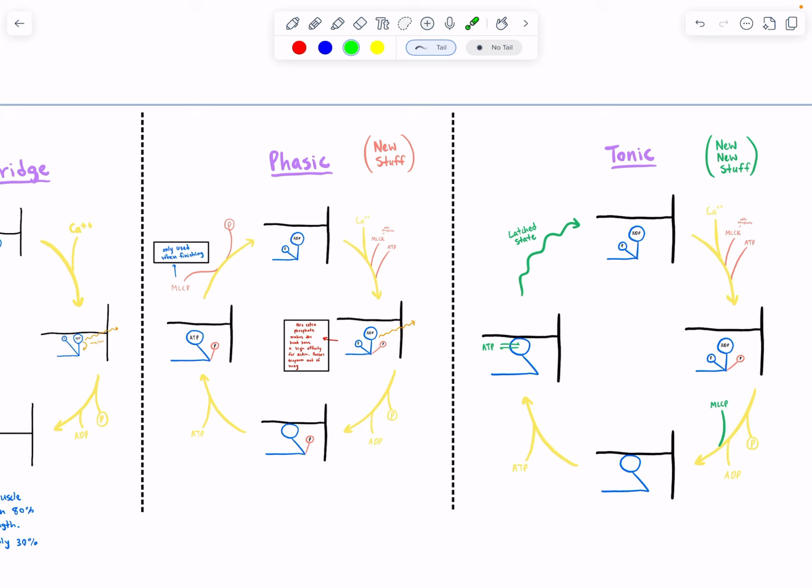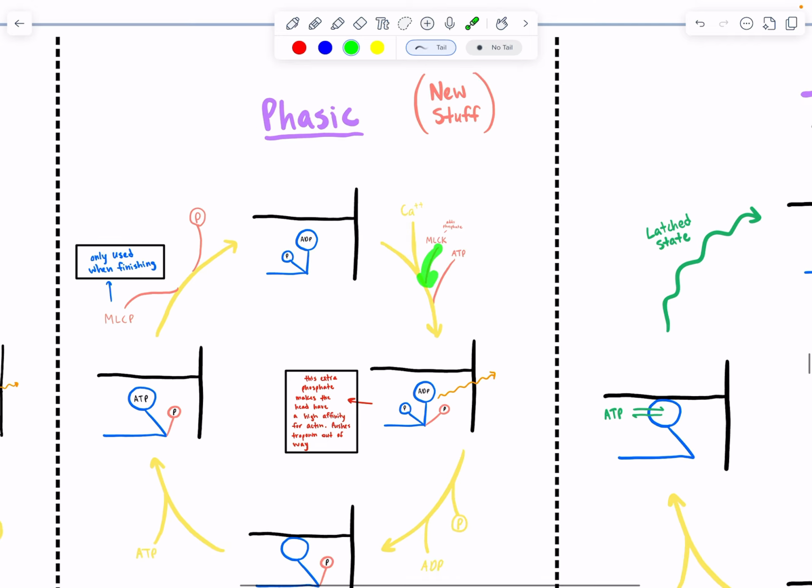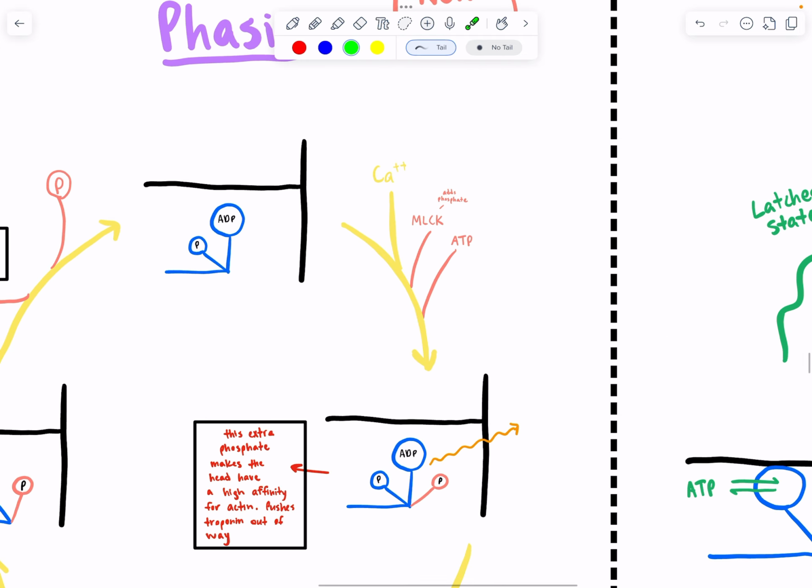So again, we'll use the cross-bridge cycle as a template. So we have this head with the ADP and a phosphate. Calcium comes in. However, in this step, we have MLCK that comes in, and this is a kinase. So this is where the light chains come in as well. So we mentioned how the myosin is made up of light chains and heavy chains, but how in skeletal we were mainly using heavy chains. Well, in this case, we're going to be using some of those light chains.